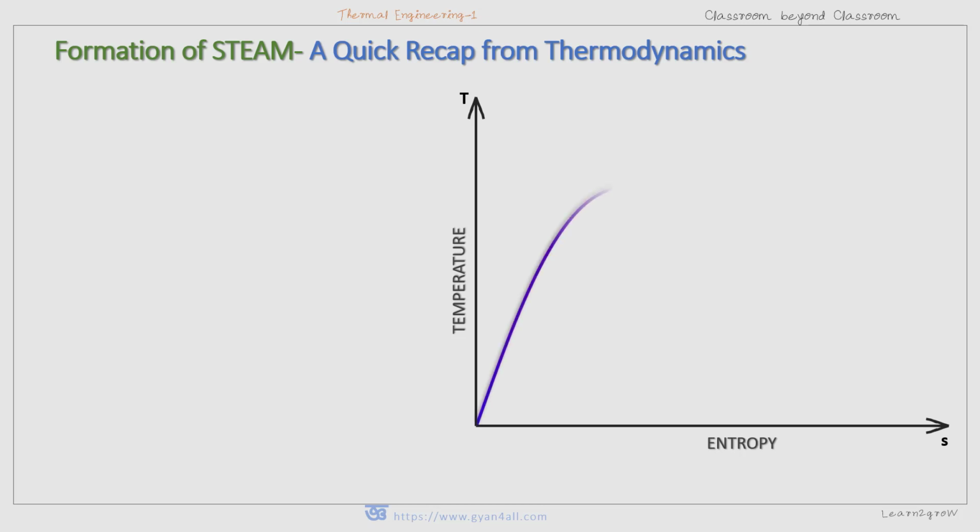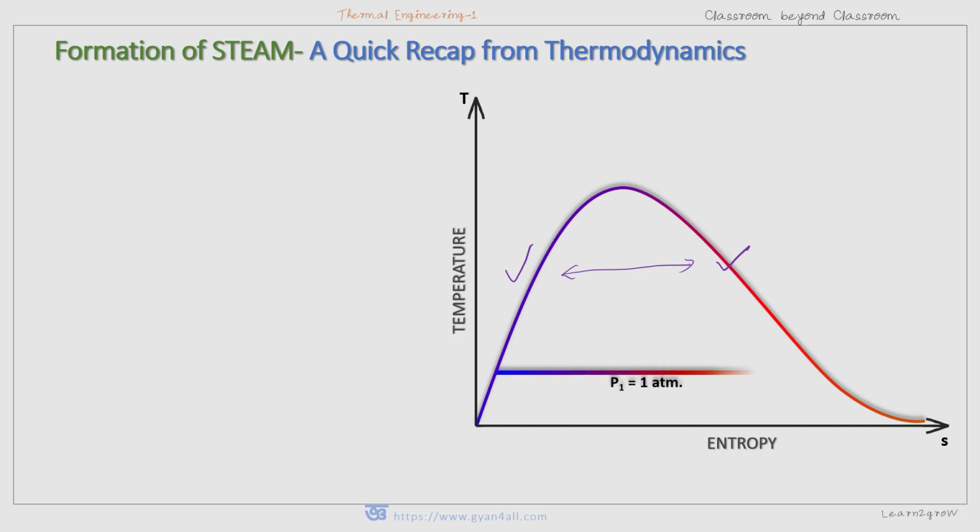As we know, steam is formed at a particular saturation temperature and pressure. This is the liquid line and this is the dry steam line, and in between is the wet steam, that is the mixture of water vapor and water particles. The steam may be wet steam, dry steam or superheated steam.